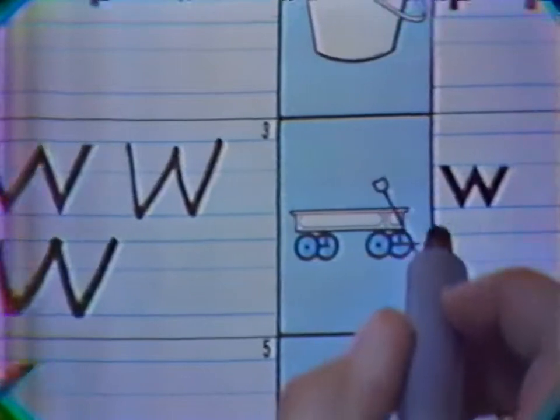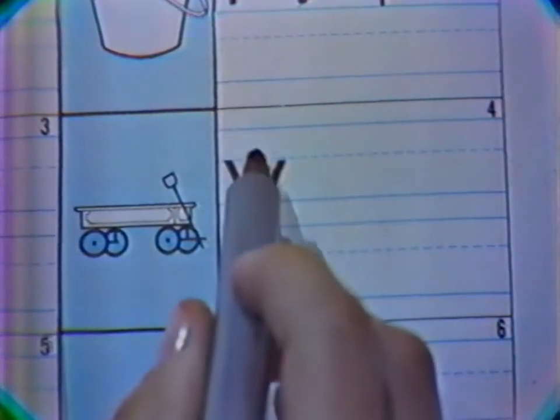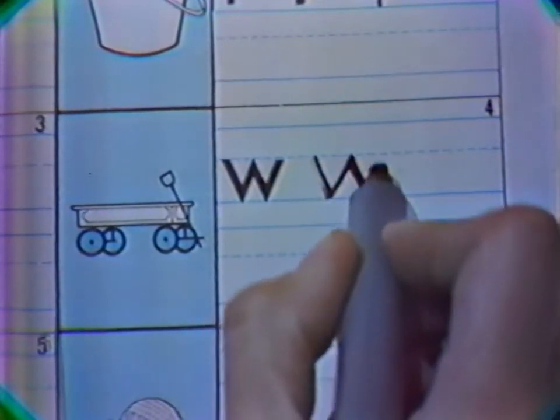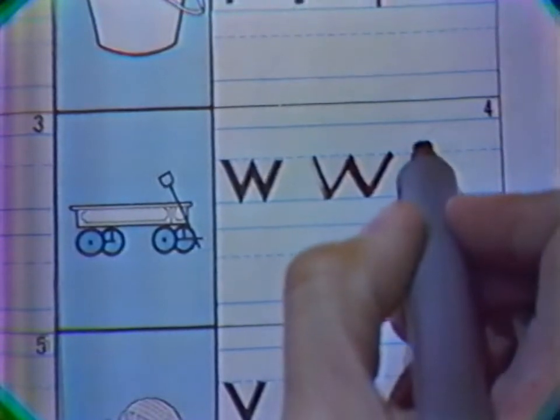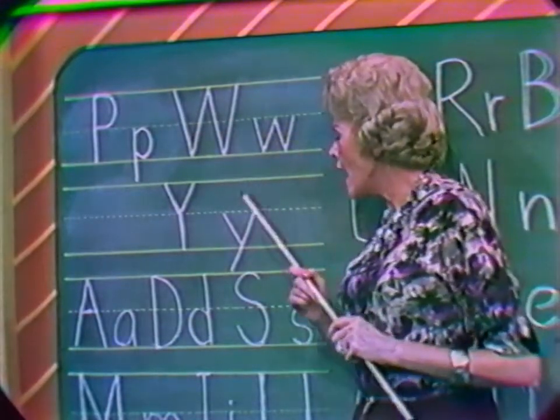Now, small w is exactly the same, except we only use half the space. We slant down, slant up, down, and up again. All right, small w. Now we come to the letter Y.